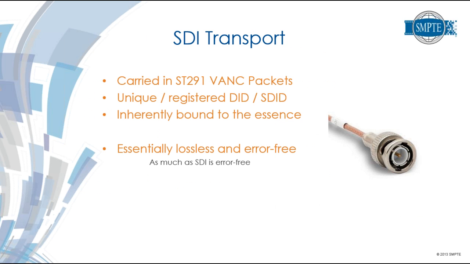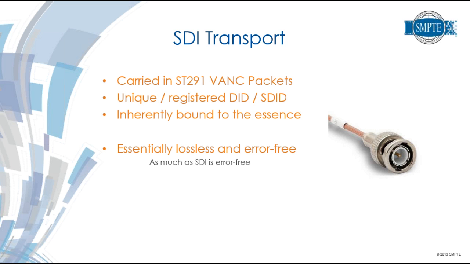So for SDI, we simply carry this in ST291 VANC packets. These are just regular old VANC packets, like any other. They will have a unique and registered DID and SDID address, so that they can be found and extracted according to 291. And they're inherently bound to the essence. Because it's right inside the video transport, right beside the video and audio, it's stuck there.